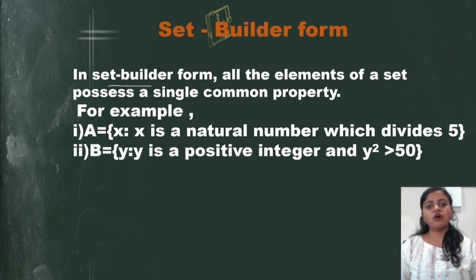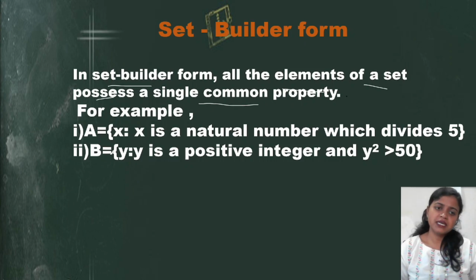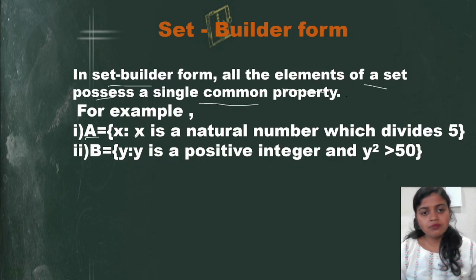In set builder form, all the elements of a set possess a single common property. For example, A is a set, and the elements will be written like this: x such that x is a natural number which divides 5.